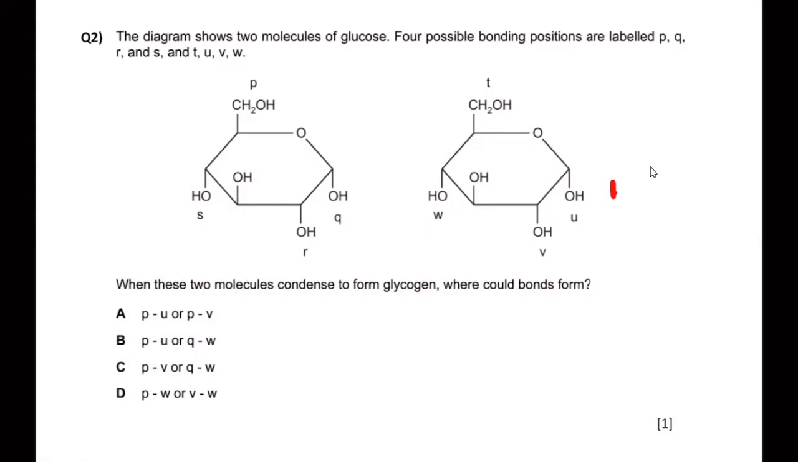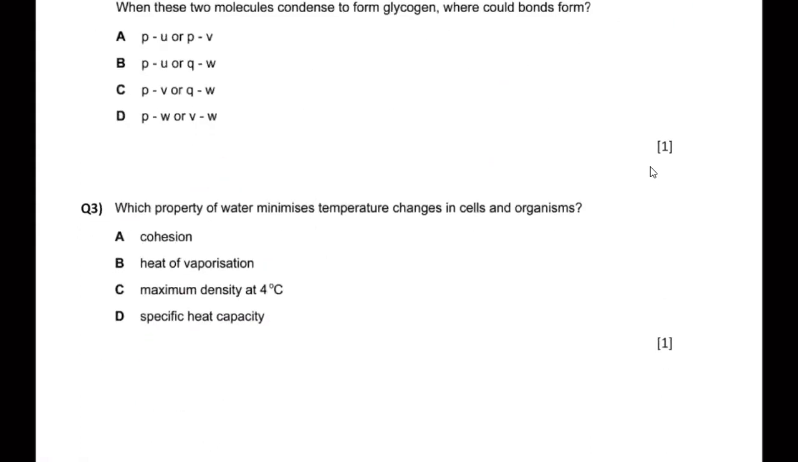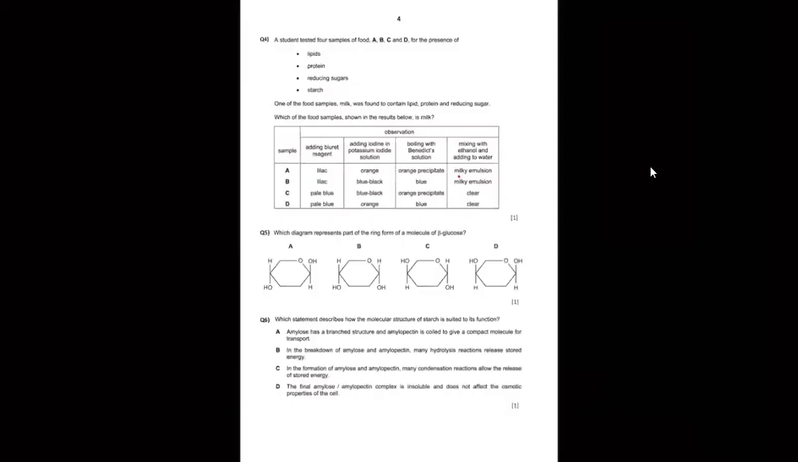So you think that in glycogen there are 1,4 bonds also and 1,6 bonds also. So you chose option B. Correct. We haven't done water.